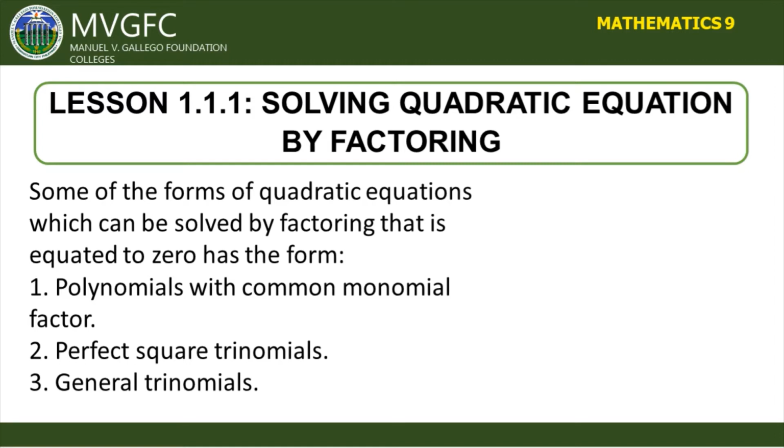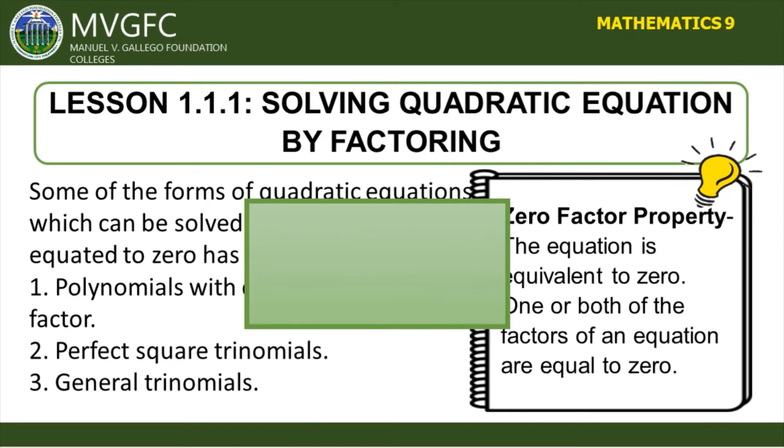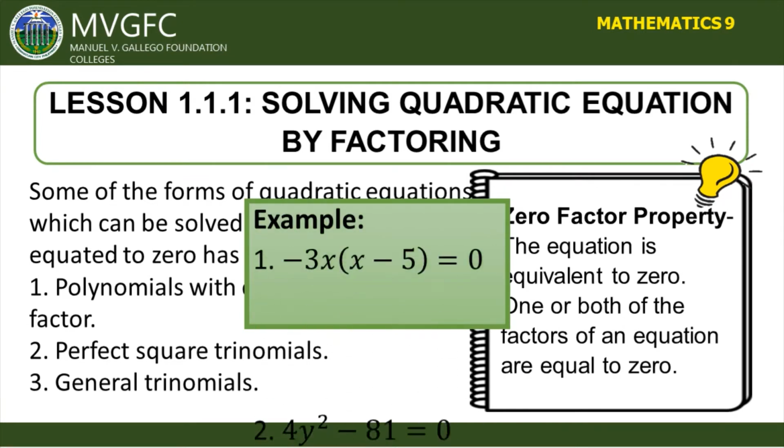Some of the forms of quadratic equations which can be solved by factoring, equated to 0, are: number 1, polynomials with common monomial factor. You met this during your grade 8 mathematics. For number 2, we have perfect square trinomials, and for number 3, the general trinomials. For our example, number 1: negative 3x multiplied by quantity x minus 5 is equal to 0. And for number 2: 4y squared minus 81 is equal to 0.